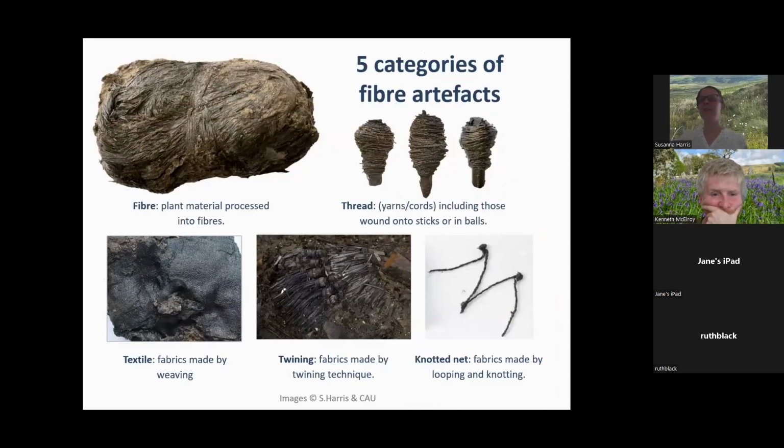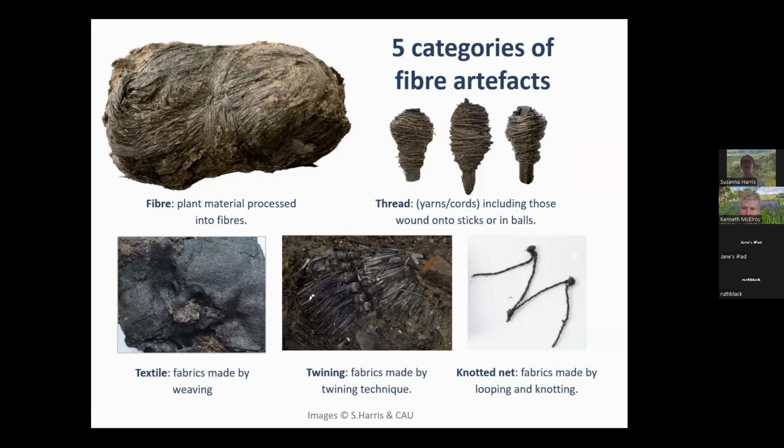There are 5 different types of artifact from Must Farm. There are fibres, the plant material processed into fibres. There's the thread, so yarns, cords, including those wound onto sticks or balls. There's the textiles, which I've been talking about for other sites. Twined fabrics, which we've also come across when I was talking about the early Bronze Age short cist burials. And knotted fabrics, just a fragment of that.